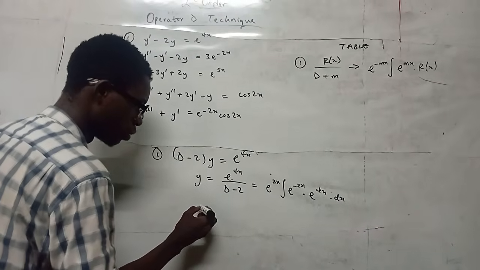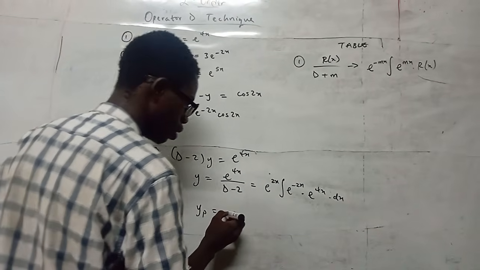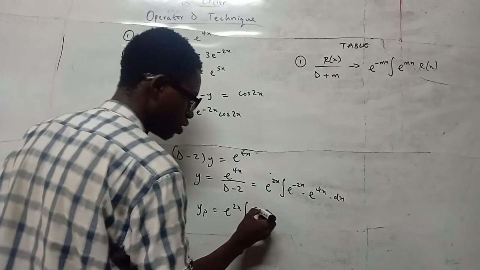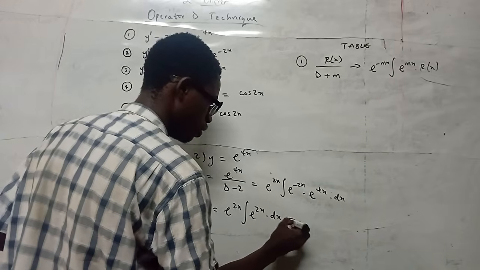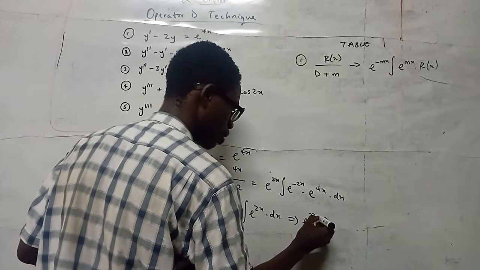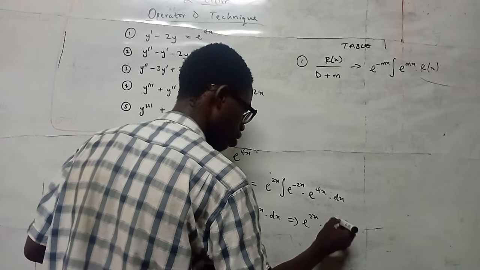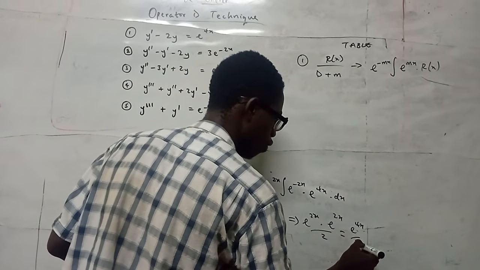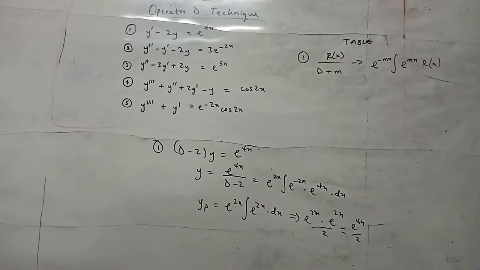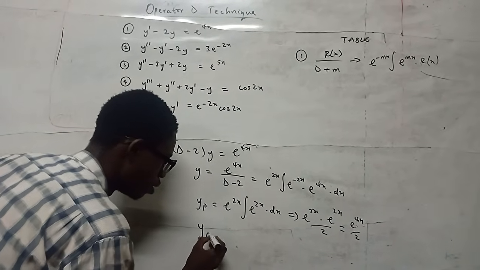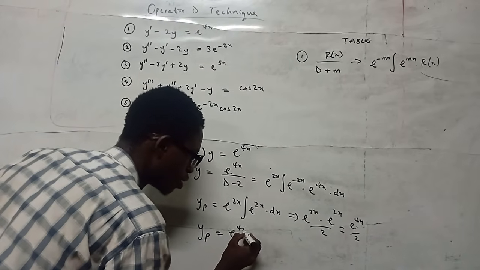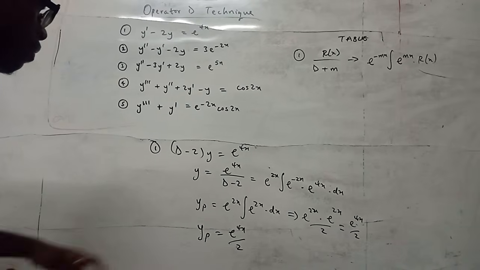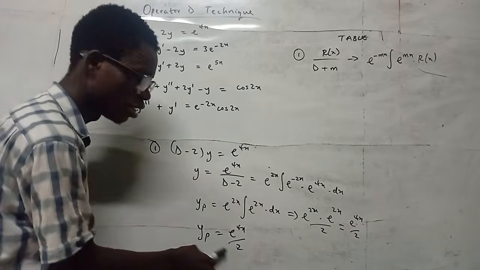So this is going to give us our particular y equals e raised to power 2x, integral of e raised to power 2x, minus 4x minus 2x gives us 2x dx. So this gives us e raised to power 2x dot, this will give us e raised to power 2x over 2. So this is equal to e raised to power 4x over 2, right? So yp equals e raised to power 4x over 2. We have successfully evaluated this, and this is our particular y.